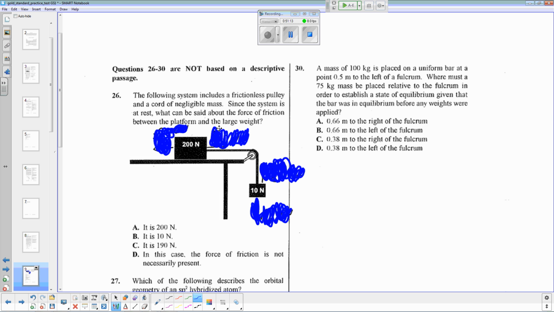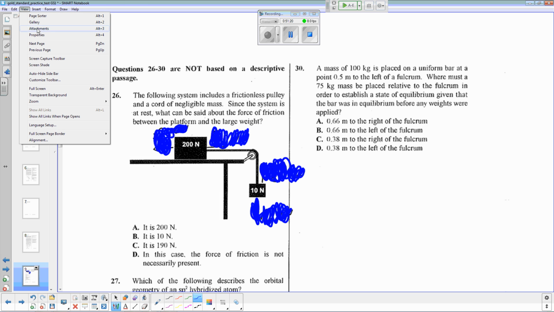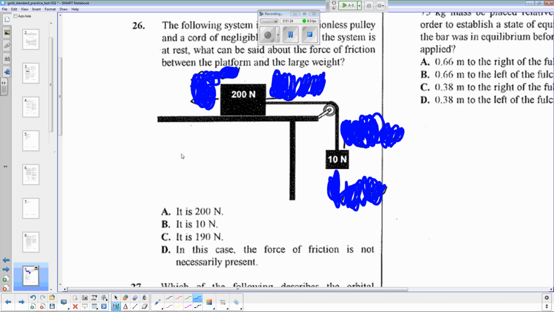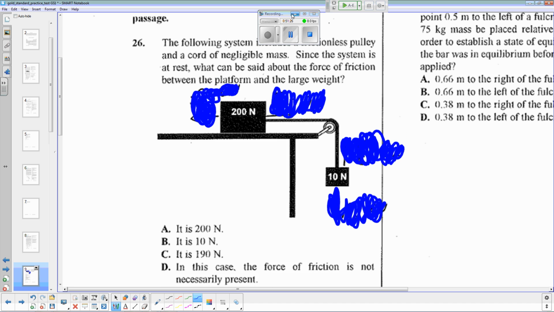So let's try this one, number 26. The following system includes a frictionless pulley. I'll leave you to read it. Let me zoom in a little bit. I had some notes that I'd written in there. I scratched them out for you.